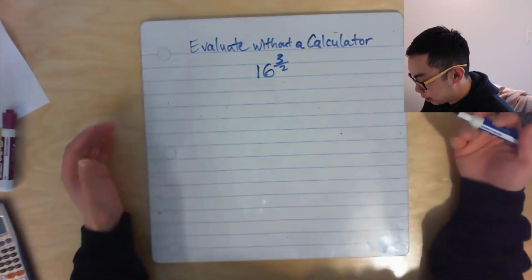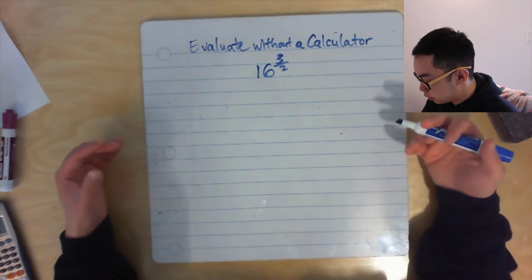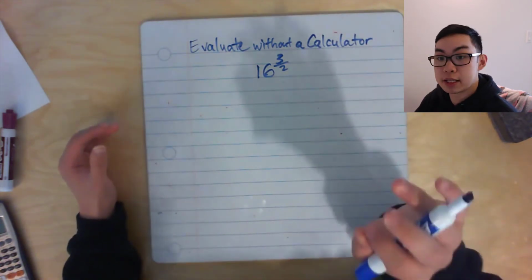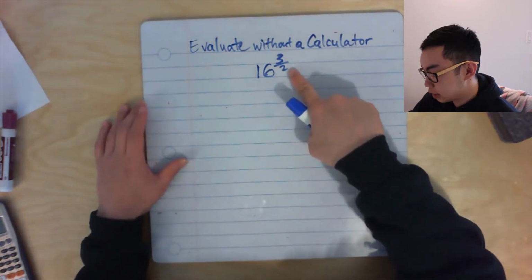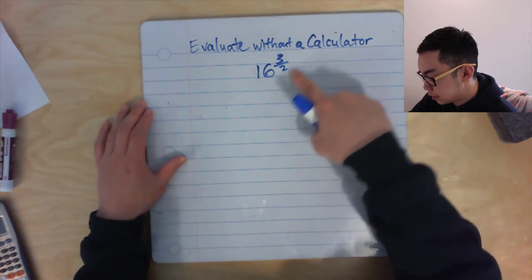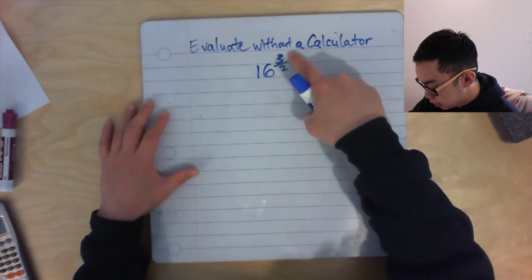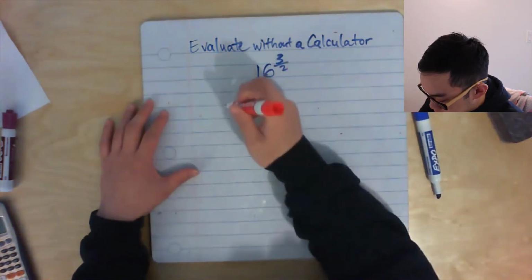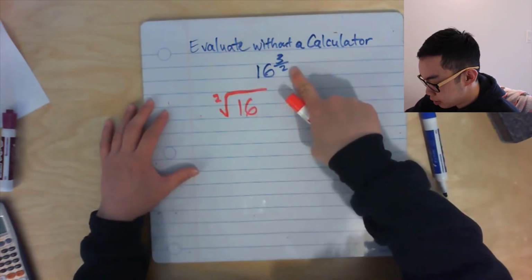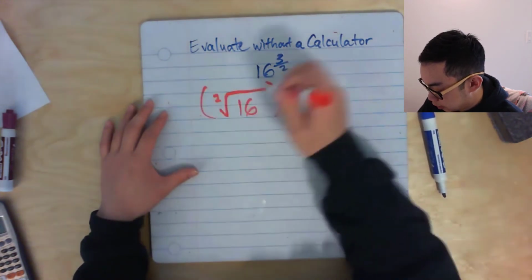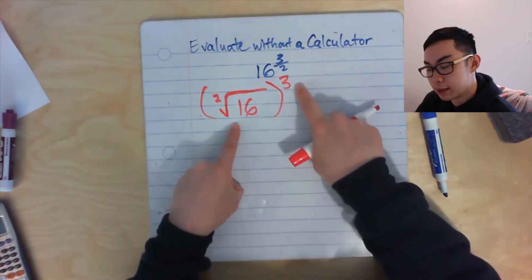Okay, here's another example just like the one we did before. And I'm actually going to be approaching this with the strategy where we made it smaller first. And so I'm going to write this. I see that I'm going to be taking a square root because the denominator is a 2, and then I'm going to be cubing because the numerator is a 3. So what I'm going to write this as is the square root of 16, because that's where the 2 is coming into play. And then I'm going to be cubing that.